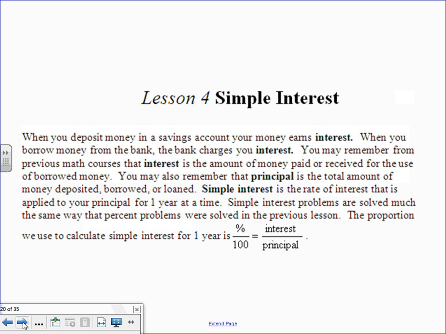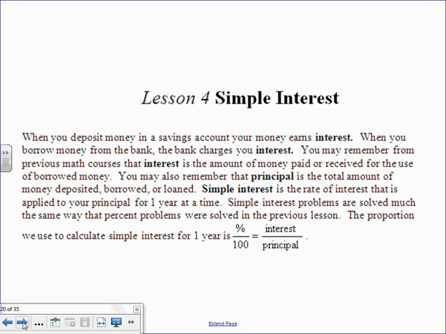Okay, moving on to the lesson here. Simple interest. When you deposit money in a savings account, your money earns interest. When you borrow money, the bank charges you interest. Okay, you may remember from previous math courses that interest is the amount of money paid or received for the use of borrowed money.